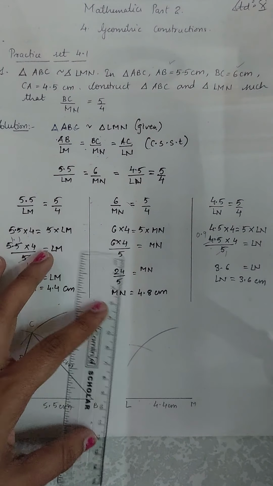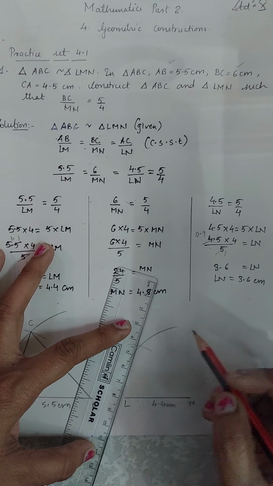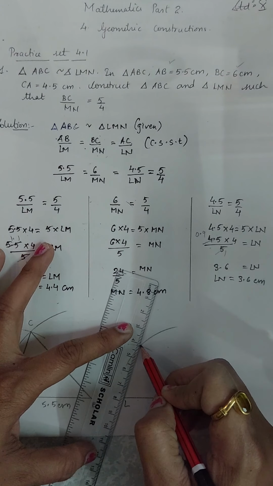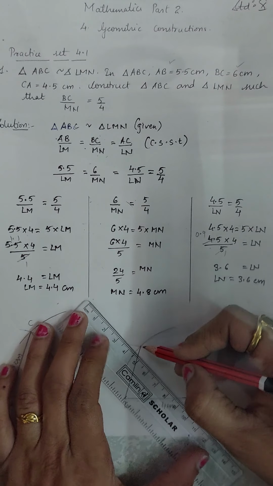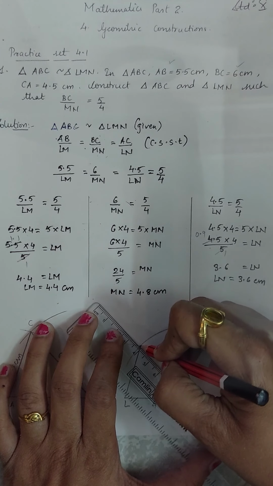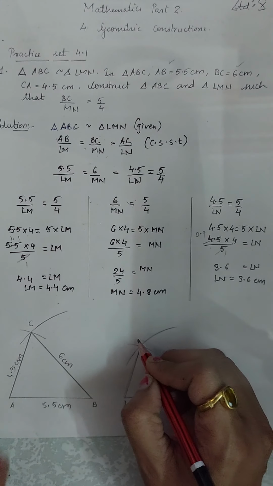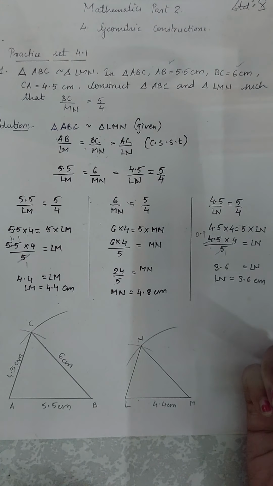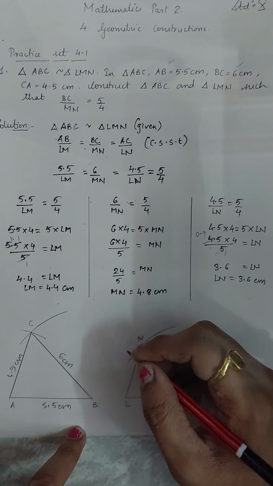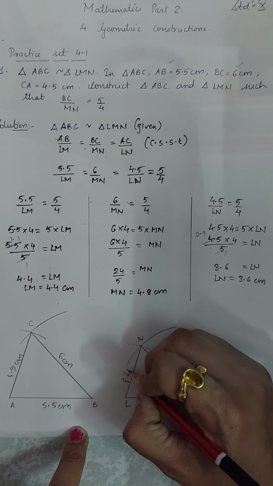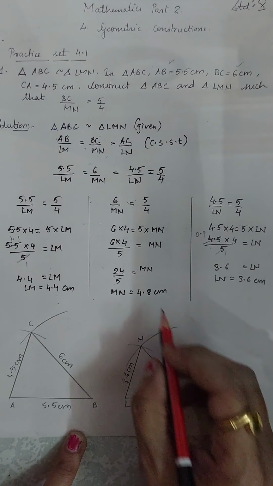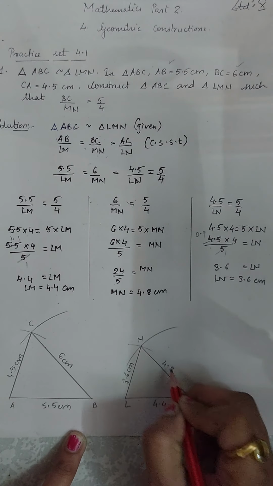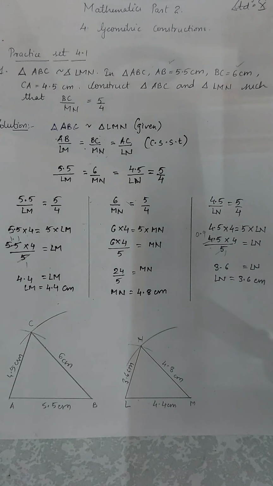So we have got two triangles. As you can see, they look similar also. They are not exactly equal, but yes, they look similar if you see. So we are going to name them and write their measurements. So this is L, M, N. LN is 3.6, and MN is 4.8 centimeter. So these are the two triangles that we have drawn. After this, we are moving towards the second figure. Let us have a look at it.